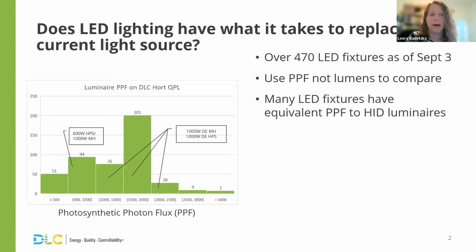For example, if you've got a 600 watt single-ended HPS fixture or a 1,000 watt single-ended metal halide fixture, you're going to have somewhere between 500 to 1,000 micromoles per second out of that fixture. And that accounts for some assumptions on the fixture performance itself, right? You're not going to get the total lamp output on your crop. As you can see, there's 100 LED luminaires on the Hort QPL that are equivalent to those types of products. There's even more products that are equivalent to 1,000 watt double-ended HPS fixtures or 1,000 watt double-ended metal halide fixtures. There's almost 300 products that are available here.